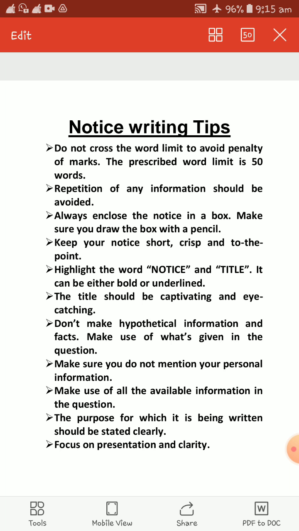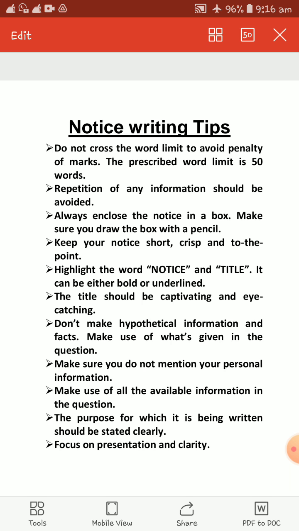And the third important point is that you have to enclose the notice in a box. Make sure you draw the box with a pencil. After you frame the entire notice, make sure that you draw the box. And another important thing is that my suggestion is that while you are drawing the box, try to draw it with a pencil. Don't draw it before a notice. After writing it totally, after completing it totally, then you draw the box encircling the entire notice. And it is better if you draw the box with a pencil.